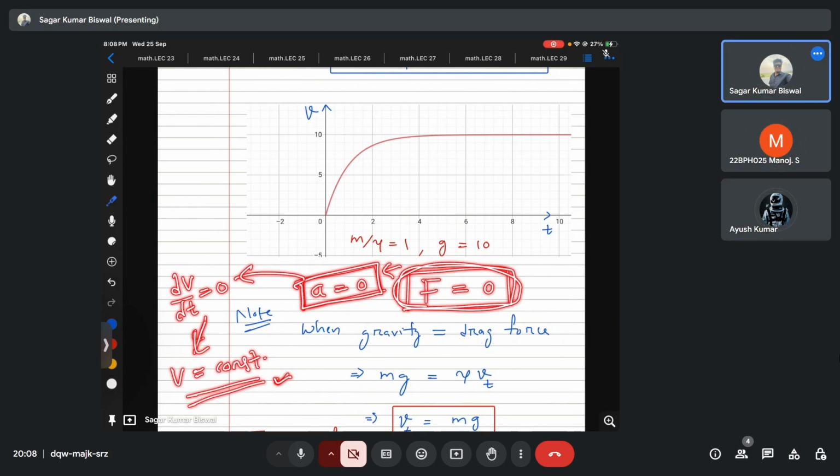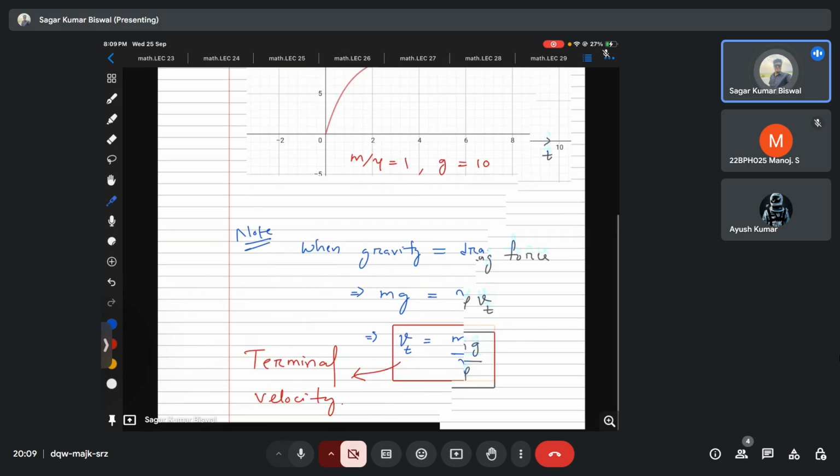So as this drag force is not a constant force, this gravity is a constant force, m into g. m is constant, g is constant, but this drag force is not a constant force. It is changing with velocity, right? So that's why after some time when this gravity is equal to the drag force, then the net force acting on the system will become zero, and at that point that means the acceleration is zero, or dv by dt is 0, then what is the meaning? Then that means v is a constant. So that's why v is becoming a constant now.